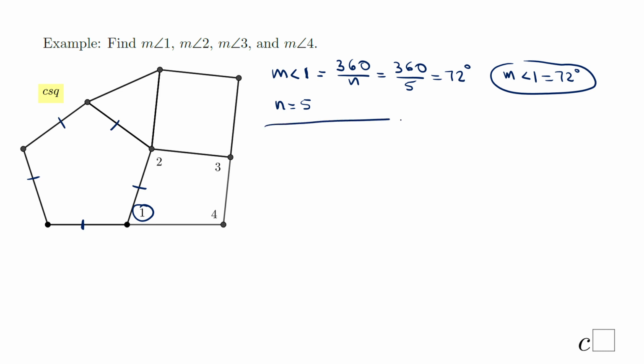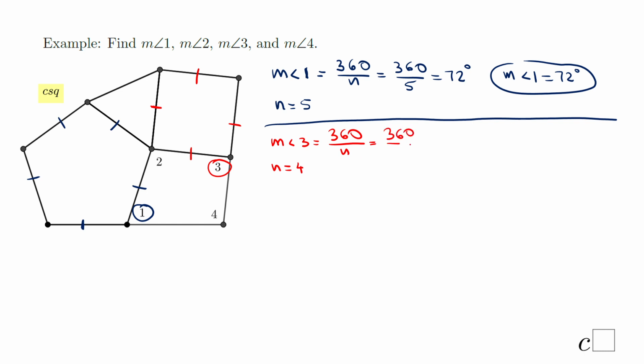Okay, do we have another angle that we can finish fast? Yes, the answer is angle 3, this one. This one is an exterior angle for this polygon that has 4 sides, quadrilateral. We're going to use the same formula. The measure of angle 3 is going to be 360 over n, but n in this case is 4. So we have 360 divided by 4. That will be 90 degrees. That is the measure of angle 3. So these two angles, easy exterior angles. So that's it.